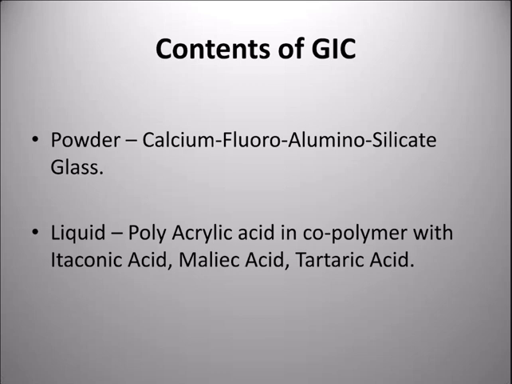Okay, so coming to the contents of GIC, as I told you before, the powder contains calcium fluoroaluminosilicate glass. These are the various cations which are present in GIC, and the liquid consists of polyacrylic acid or polycarboxylic acid in copolymer with itaconic acid, maleic acid, and tartaric acid.